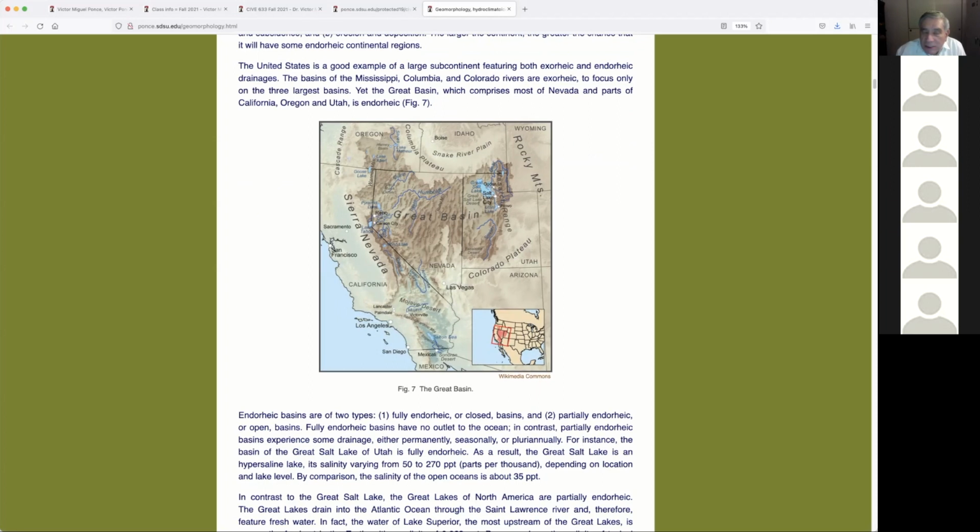Does the United States have endorheic basins? And the answer is yes, it has one big one, the Great Basin. Why is the Great Basin so big? Because the United States is big. The chances, when this whole thing was done, maybe 500 million years ago or even longer than that, I can't tell you exactly the date or the time. If the continent is big, the chances are it has endorheic basins.